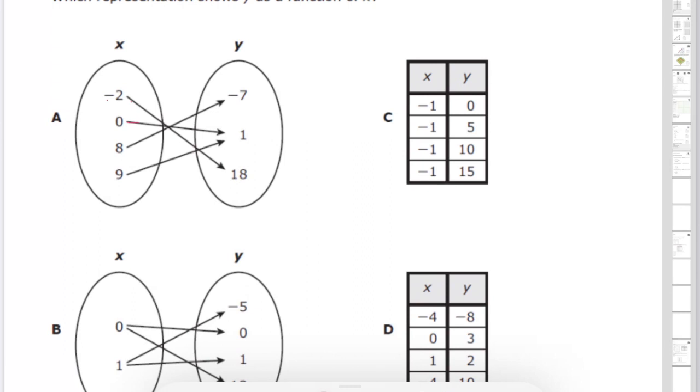The first thing it says, which representation shows y as a function of x? Well, I see this word function here, and I know function means not repeating. And I also know that when we are dealing with functions, the only thing we are worried about is x. We will not even pay attention to y. We are only worried about x, right?